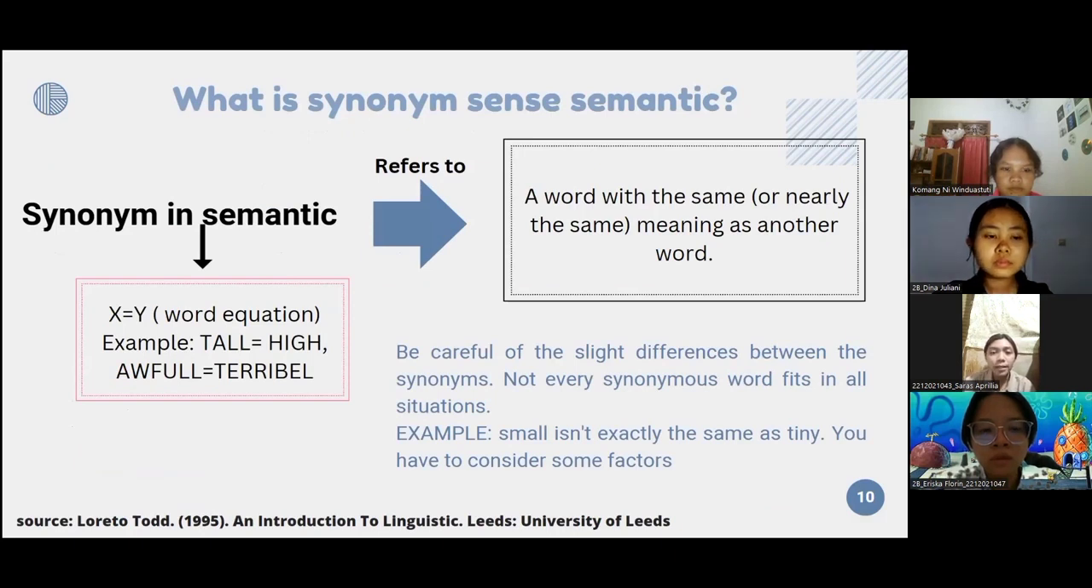the first one is synonym. Synonym in semantics refers to words with the same or nearly the same meaning as another word. Example: tall is the same as high. We can best define synonym as the relation in which two or more words are interchangeable in all or more contexts. The closest we come to absolute synonyms is when the synonyms belong to different dialects, as with British usage and US usage.